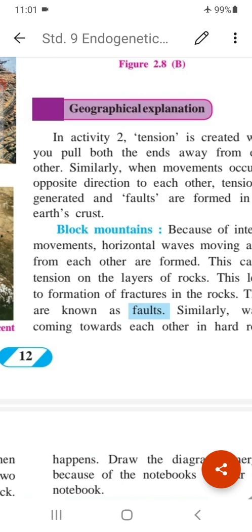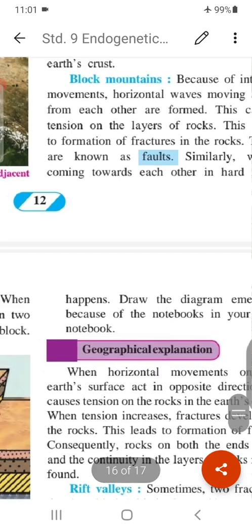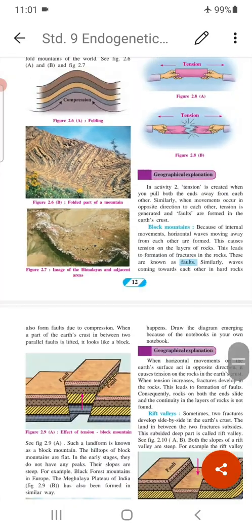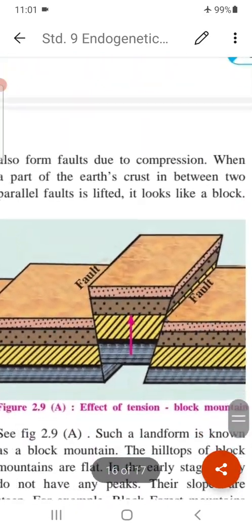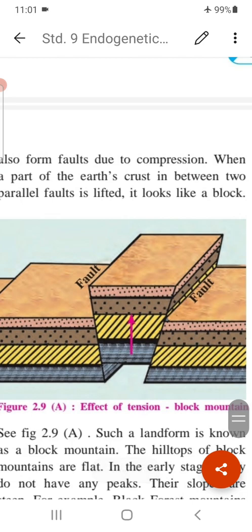Similarly, waves coming towards each other in hard rocks also form faults due to compression. If you compress something too much, high pressure, that also what happens? Faults are formed in the rocks.